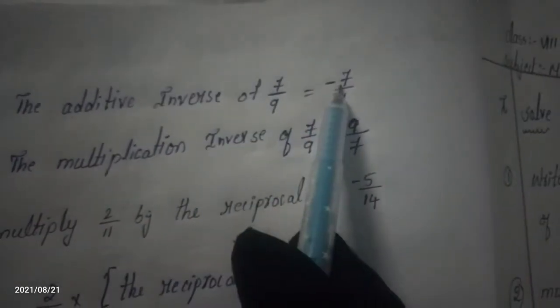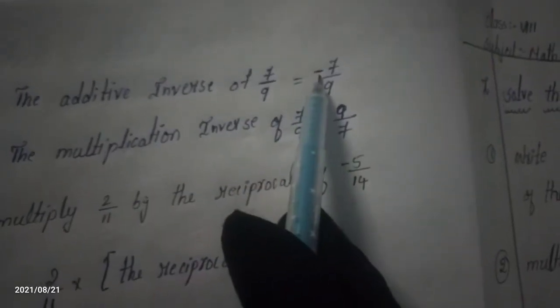Okay. In additive inverse, if plus is there, you have to write minus. If minus is there, you have to write plus. Okay. Nothing there means it is a plus value. Okay. It is plus 7 by 9. The additive inverse of plus 7 by 9 is minus 7 by 9. For additive inverse, we are changing the sign. Okay. We are changing operators.